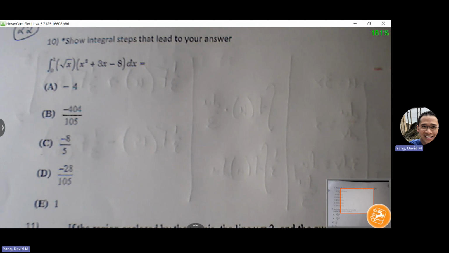I'm sorry? Do separate intervals, or do you have to? You have to, because it's multiplied. We can't do square root of x times. Yeah. We can't do that yet.